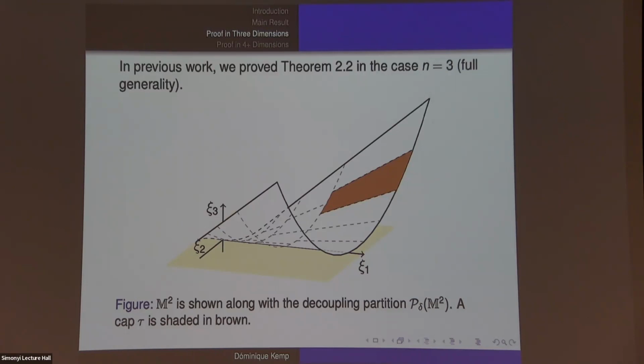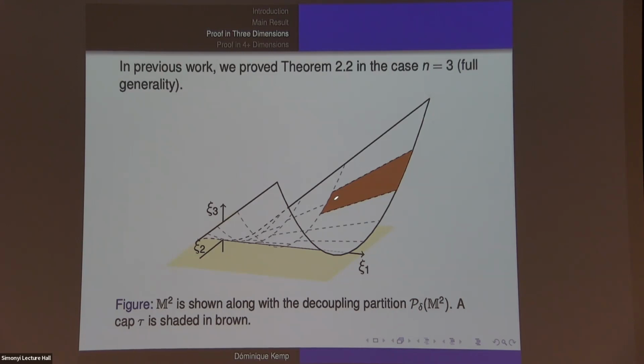Any questions? You're saying these caps are getting longer and skinnier. Yes. Does the area stay the same? No, it's not. A good question.